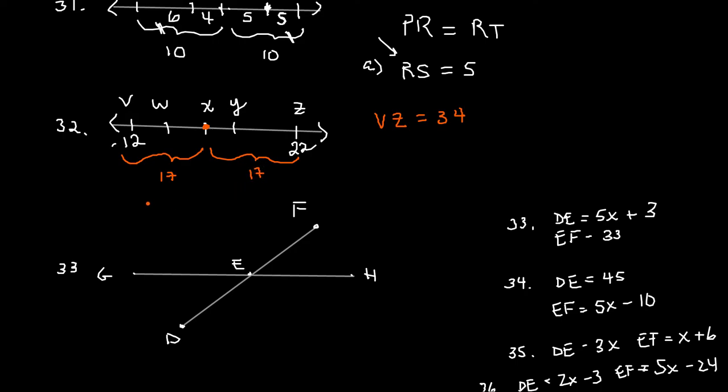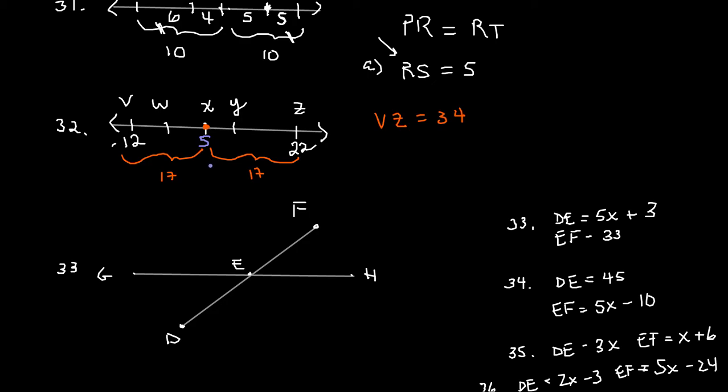Now they don't want to know the distance, they want to know the actual coordinates of X, Y, and W. So to get the actual coordinates, you would add 17 on to -12 and that would tell you what X is. Because you're starting with -12 and we're going to go 17 to the right, so we're going to add 17. So the coordinate of X is going to be 5. All right, that's the only thing we can find out so far until we get some more information.